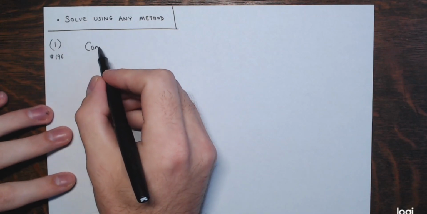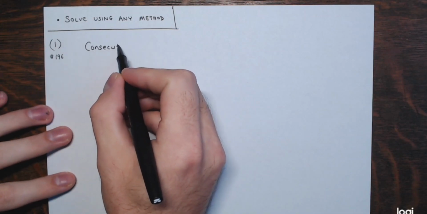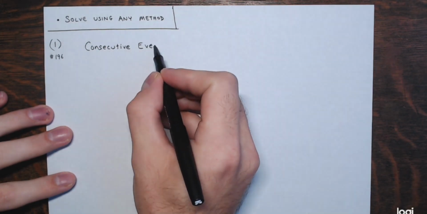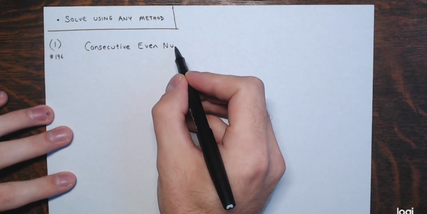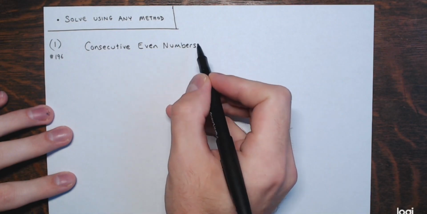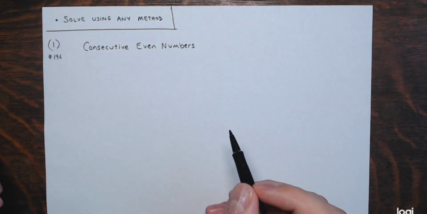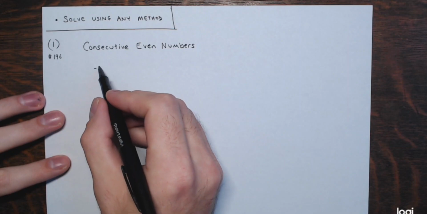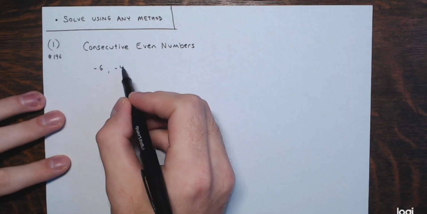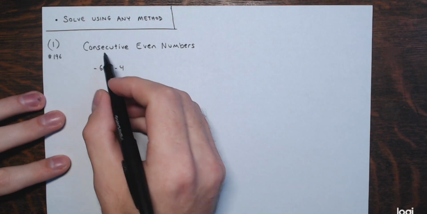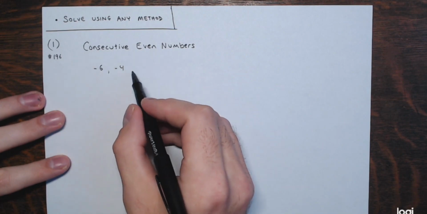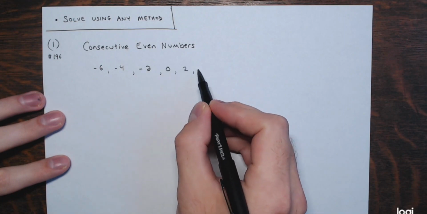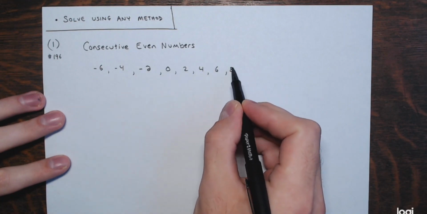When they say consecutive even numbers, remember, even numbers are just the integers that are multiples of 2. So, negative 6, negative 4 is the next consecutive one. Consecutive just means the next one, right? One right after the other. Negative 2, 0, 2, 4, 6, 8, and so on, right?